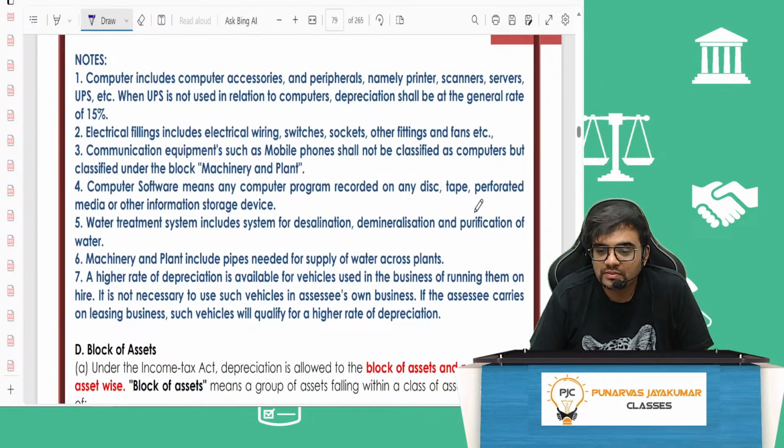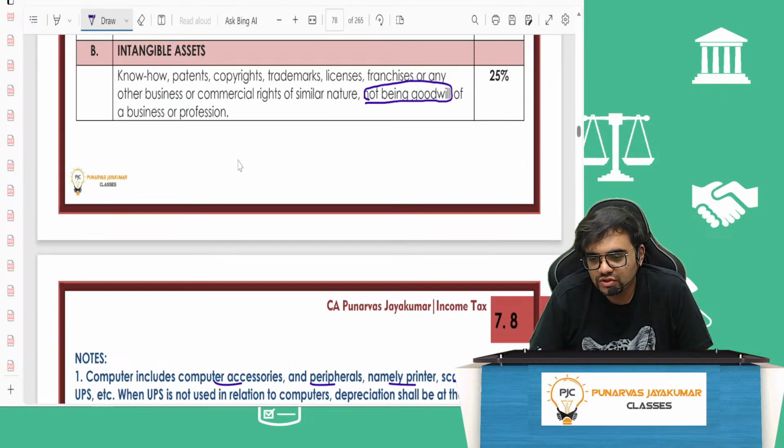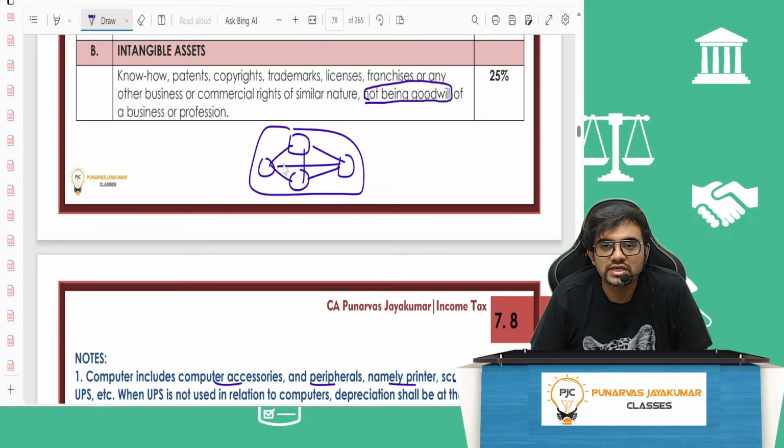So computer includes computer accessories, peripheral, printer, scanner, server, UPS, everything. Electrical fittings include wiring, switches, socket, other fittings, everything will be my electrical fittings. Is this also building though? I have an entire area. One building comes here, one building comes here. I will construct roads. Is that also building? Yes. I will construct one well, bore well. Is it building? Yes. Sir, how is that building? That is building. All part of building. Footpath, culvert for walking. Yes, building.